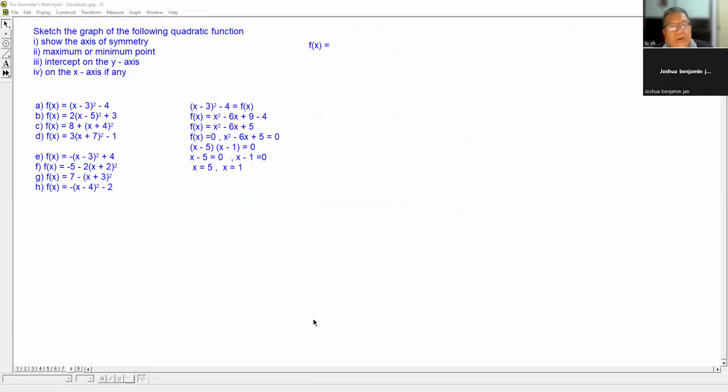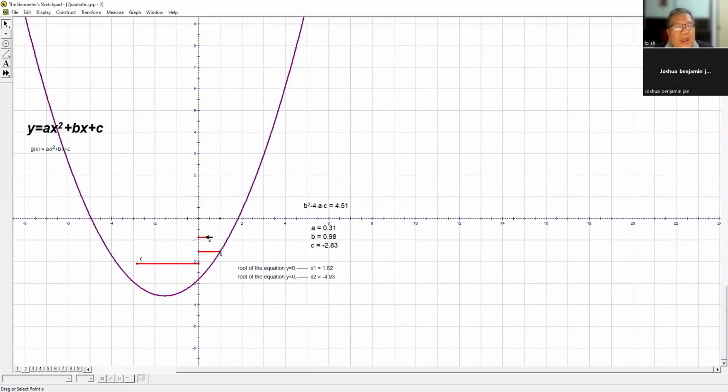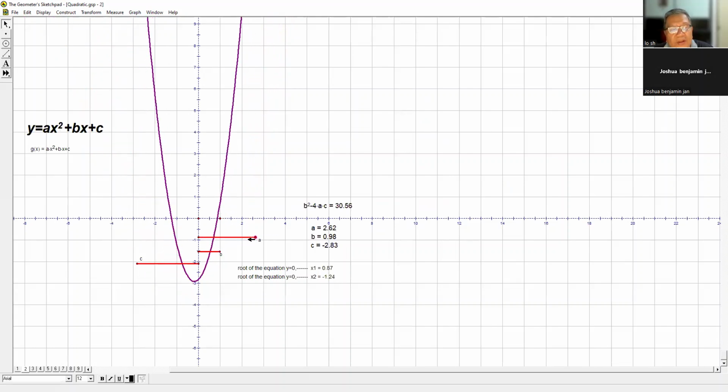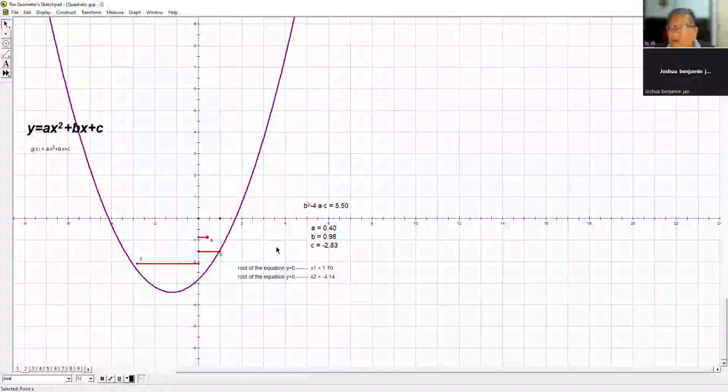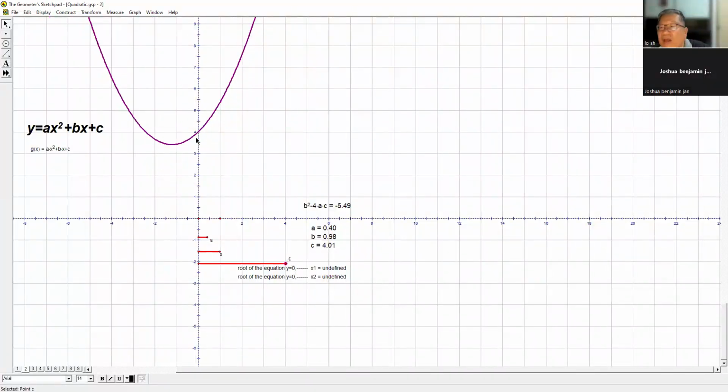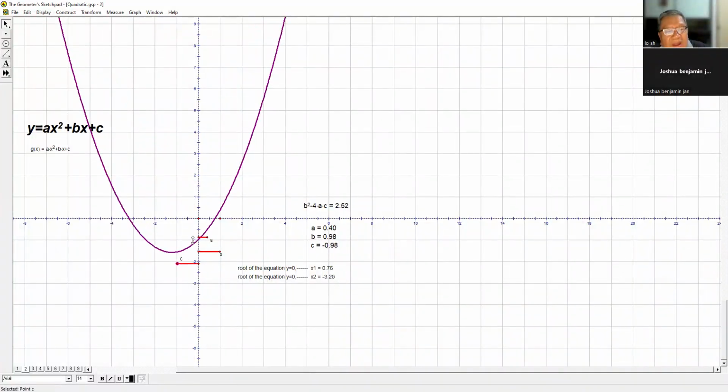So coming back to this one more time, if A is positive and very big, the curve becomes very pointed, but it is still a positive A, so it will be the U shape. Then for B, we don't know anything about it. C is where it cuts the y-axis, the y-intercept. Let's say C is 3, then it will cut at 3. If C is 4, it will cut at 4. If C is negative 1, it will cut at negative 1.